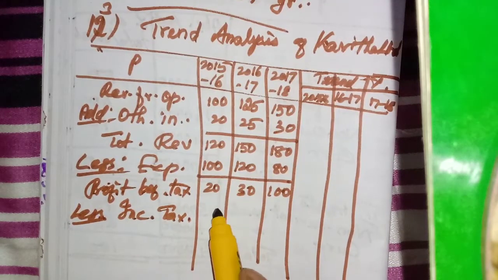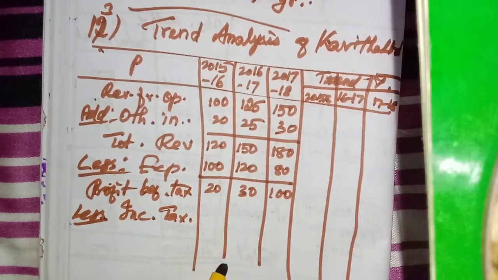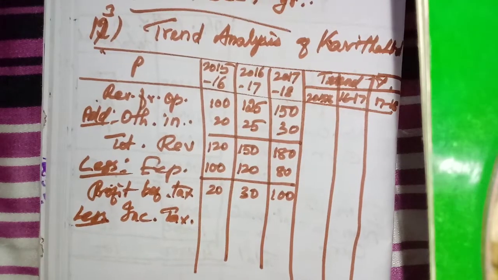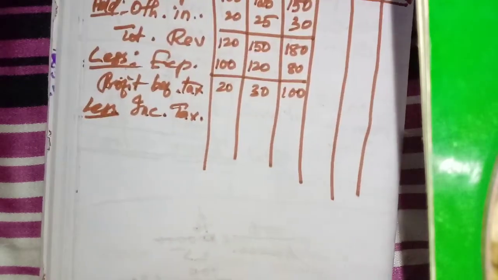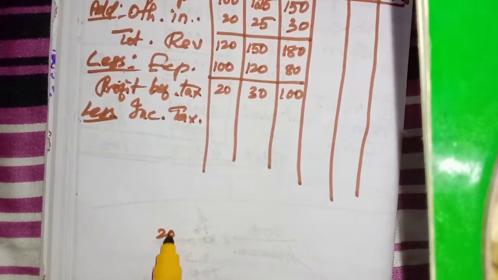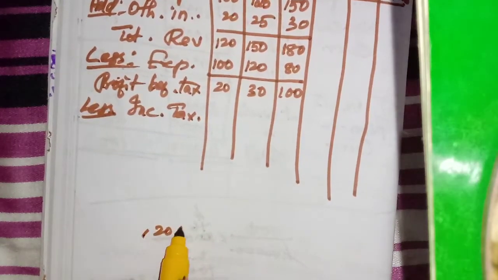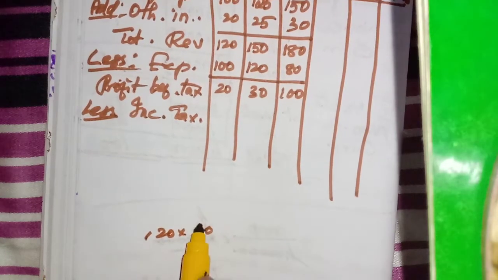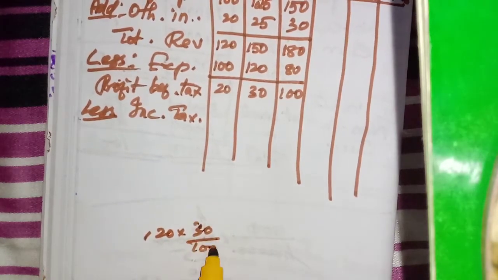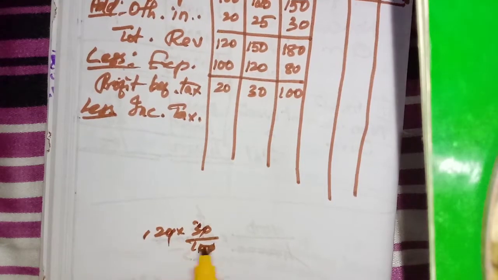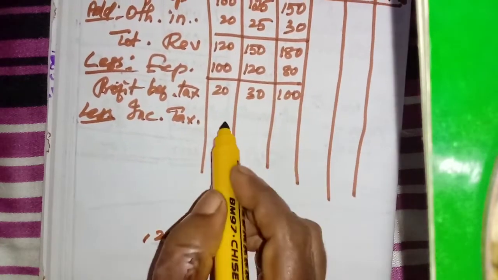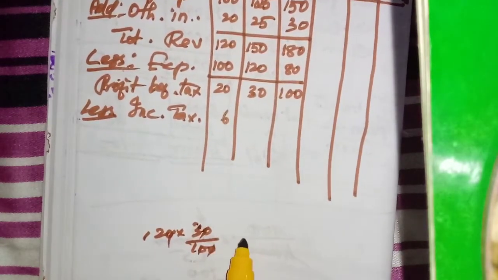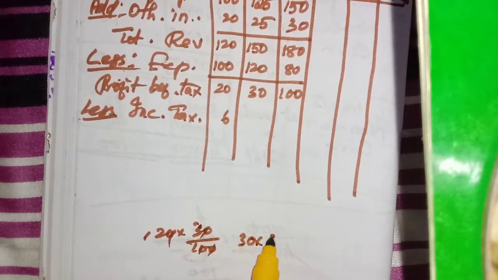We need to calculate, isn't it? How much? 30 percentage. Here for 20, what is the percentage? 30 percentage, isn't it? 30 by 100. 10, here 2, 0, isn't it? So 2, 6.